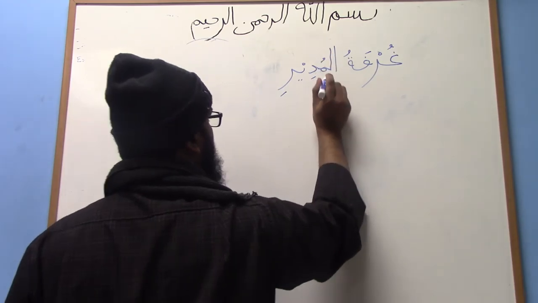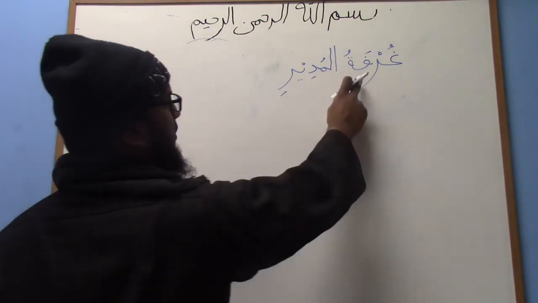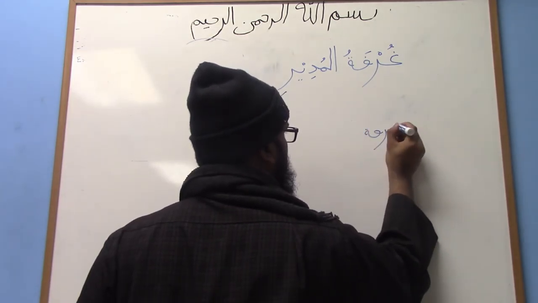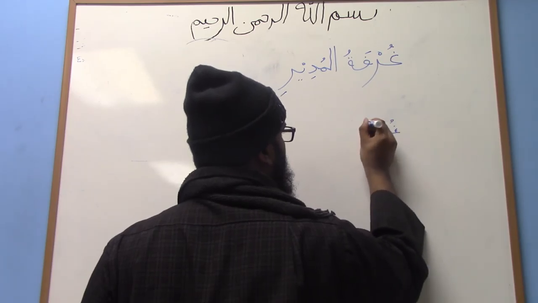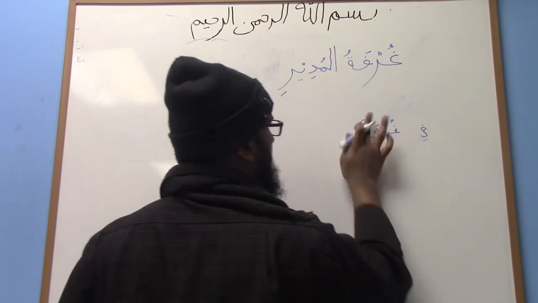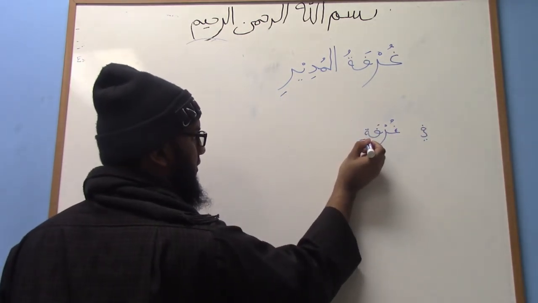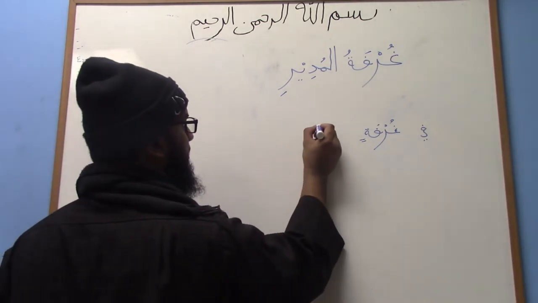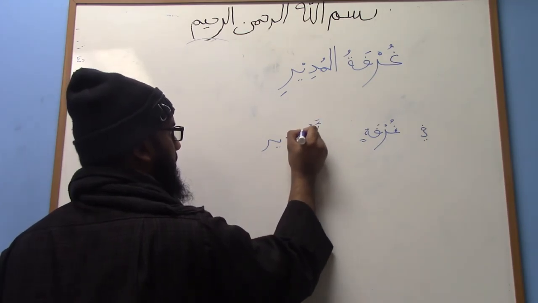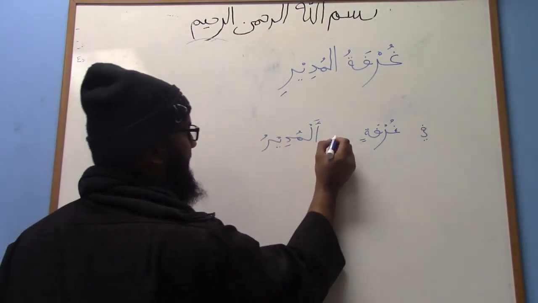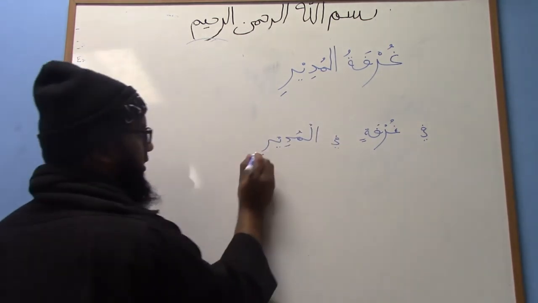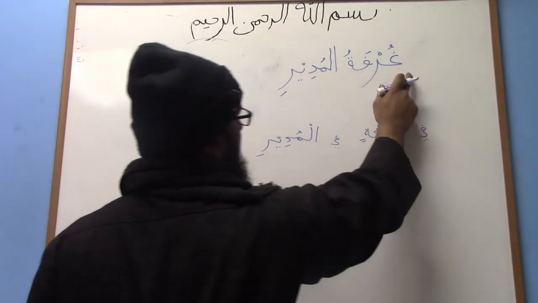Mudiri. Okay? Now, let's say I take ghurfa, right? Ghurfatun, a room, yes? What if I put fi before it? It becomes fi ghurfatin. Right? Let's take al-mudiru. Let's say I put a fi before it. It becomes fil mudiri, right? Now let's take fi and put it before this.